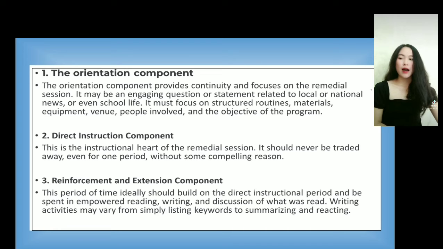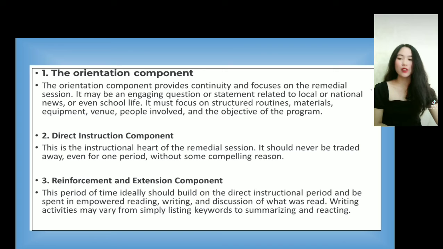Okay, so an academic orientation component will give the new student the advantage that they will need in making that transition from high school to college. By giving a strong overview of academic expectations, students will be better prepared to meet the challenges of college academics. Okay, so number two, we have the direct instructional component.